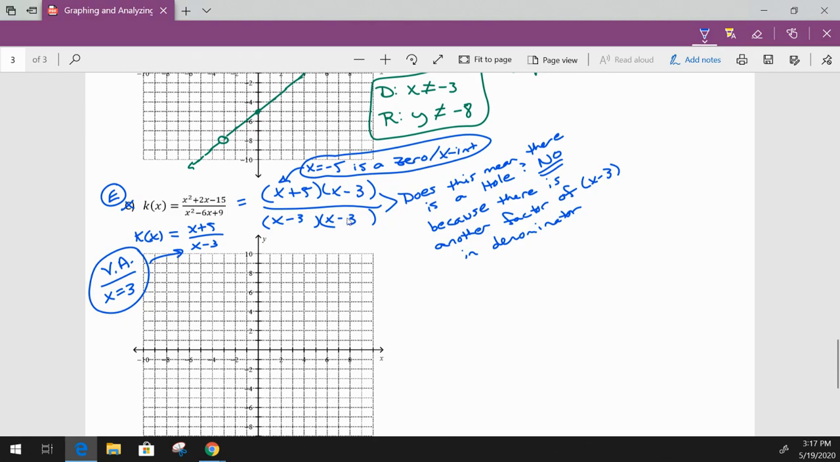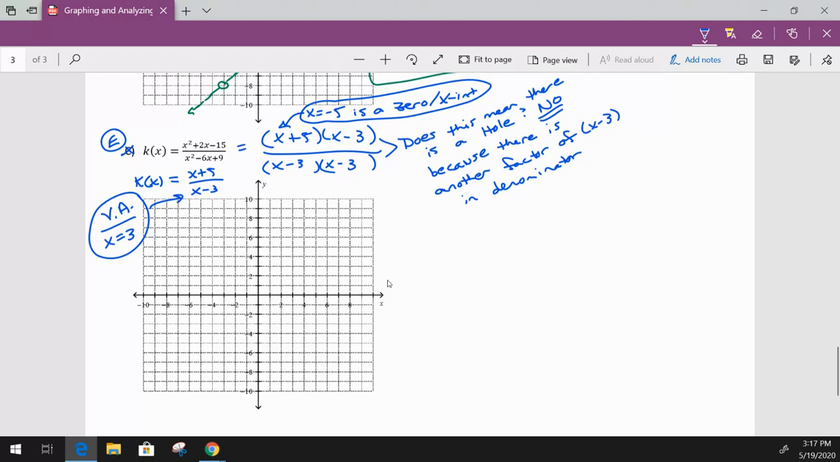But there is a situation like this, or you could possibly see a situation like this. So if that happens, you need to know that it's not actually a hole, it's going to be a vertical asymptote at x equals 3. And we have our x-intercept at negative 5.